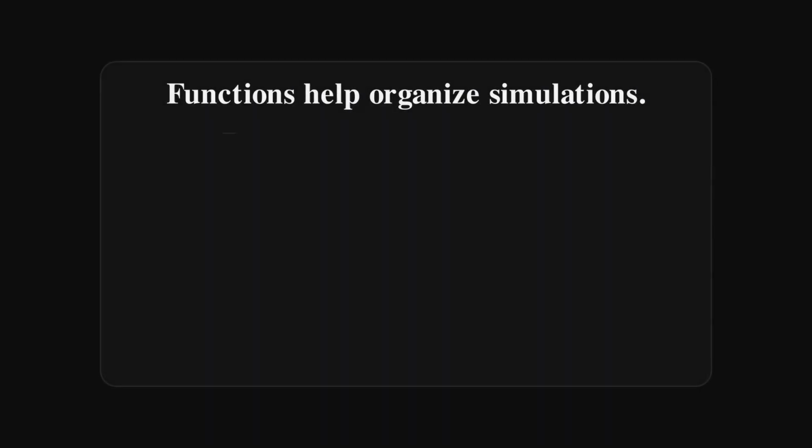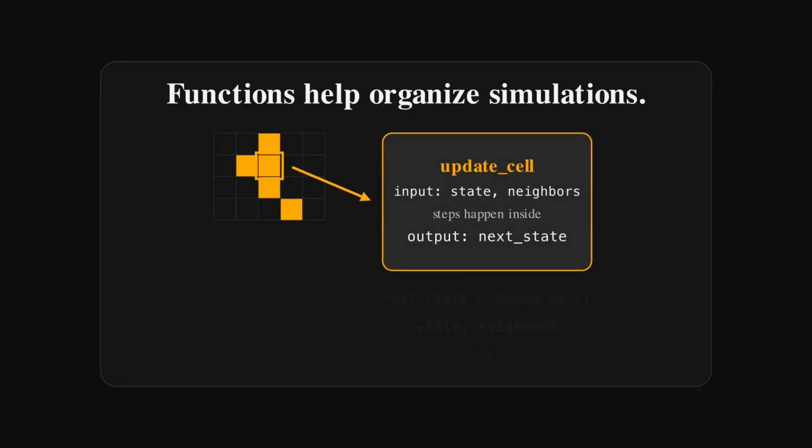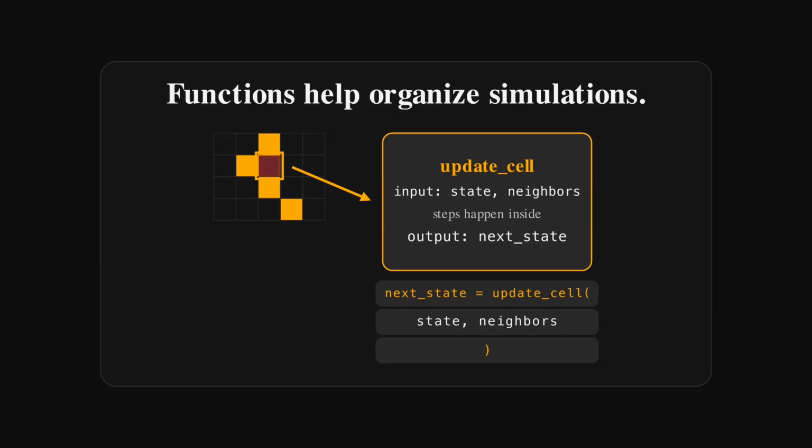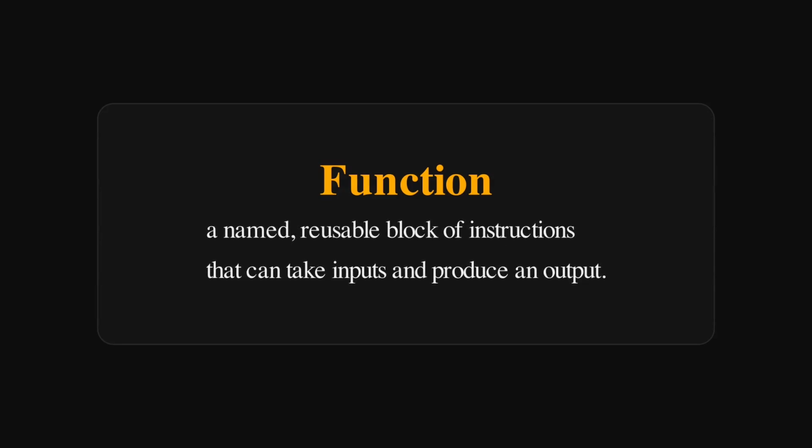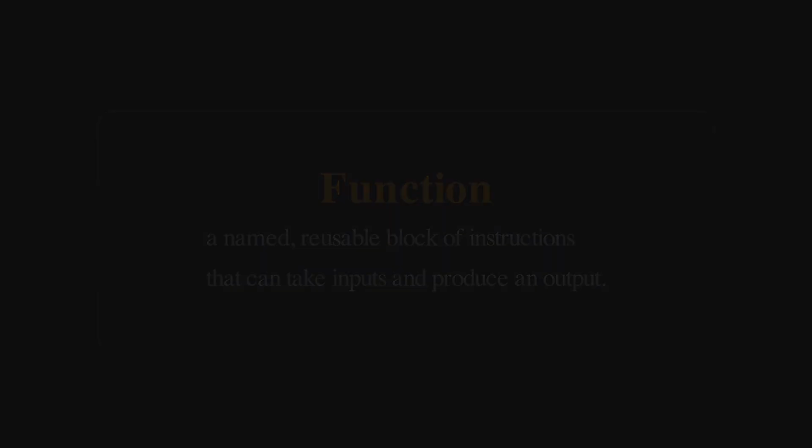Functions help us organize simulations. Instead of writing the cell update rules everywhere, we can create a function called update cell. The function can take the current state and the number of neighbors, and then return the cell's next state. This makes the simulation easier to read, test, and improve. A function is a named reusable block of instructions that can take inputs and produce an output.